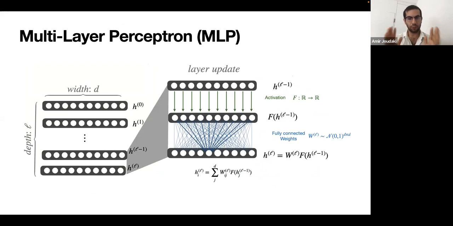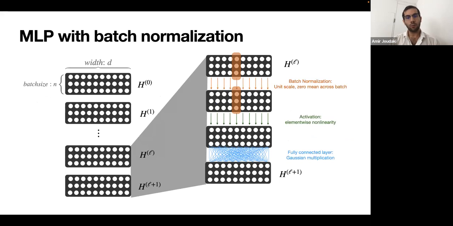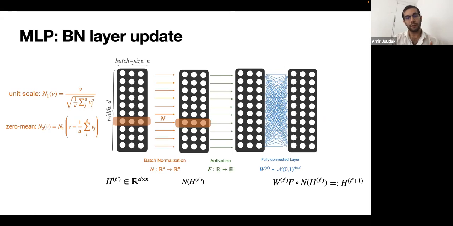Just to make sure it's clear, this is the MLP setup. A multi-layer perceptron has a width D and depth L, and the hidden representations are a vector, to which you apply an activation, which is ReLU or hyperbolic tangent or any other, and then you have the multiplication by a fully connected layer. So these are your updates. What we study is MLP with batch normalization. The additional thing is that instead of processing samples, you process batches. The major difference is that across each batch, you zero out the mean and make them unit scale. So each feature is unit scale and zero mean across the batch. So this is our setup.